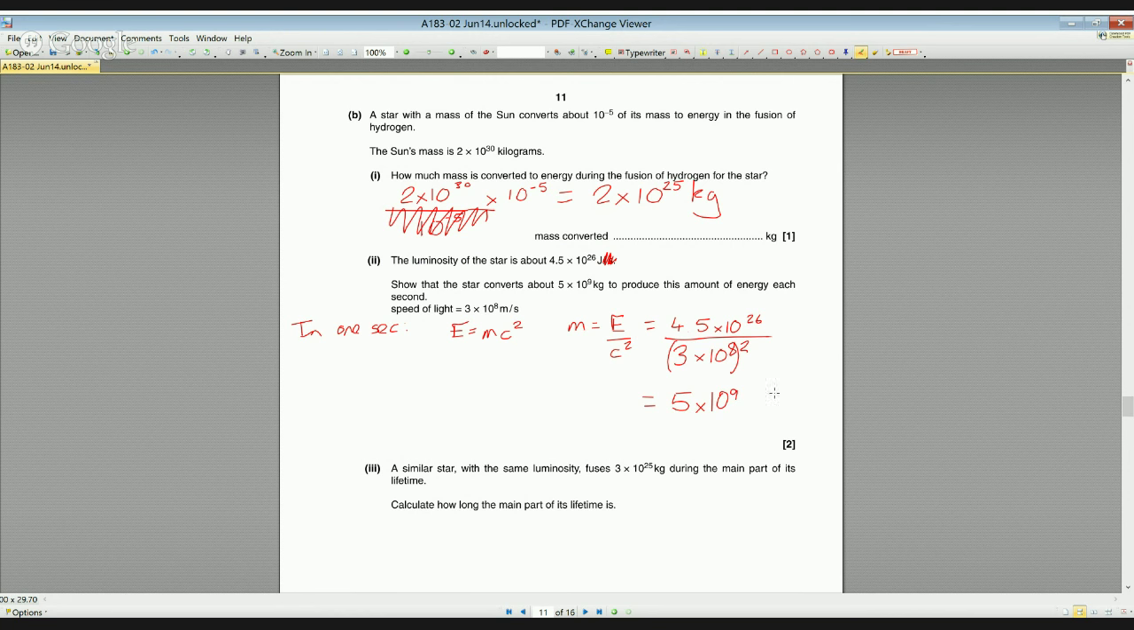It is a show that question. You must show each stage here. You must show how you rearranged E equals mc squared, that you put these values in, and then this will produce the correct answer. There's no mark at all for just saying the right answer here.